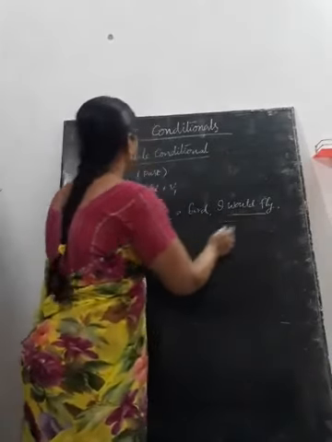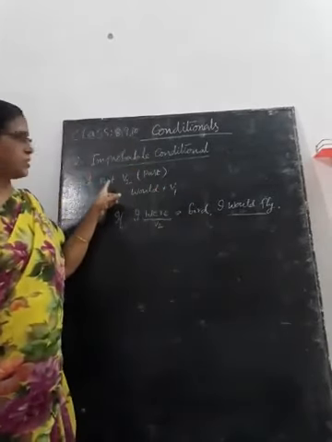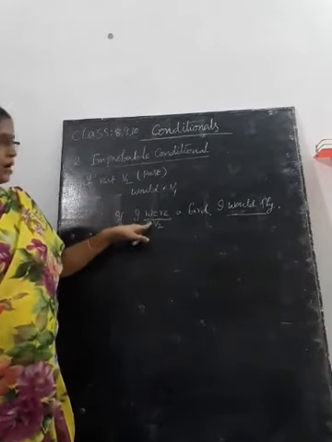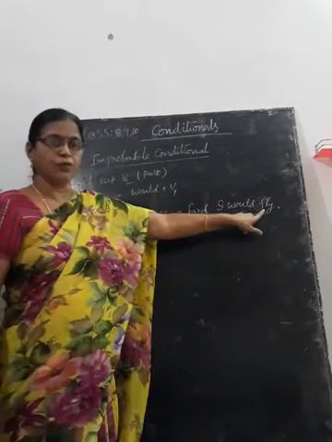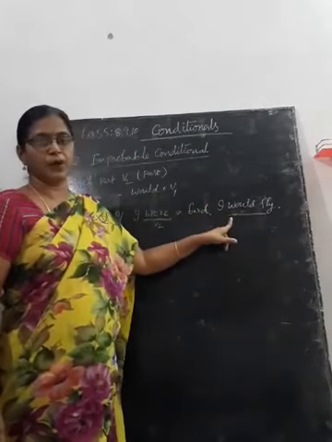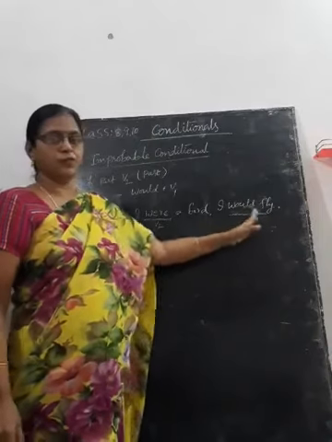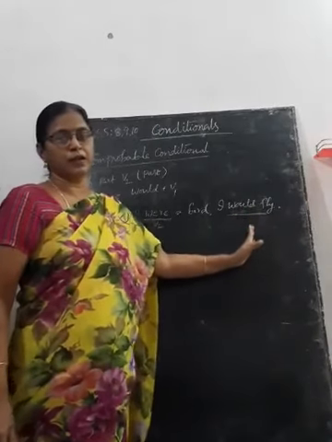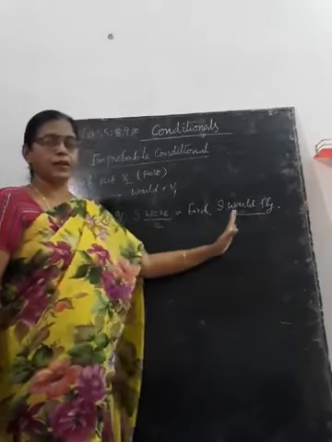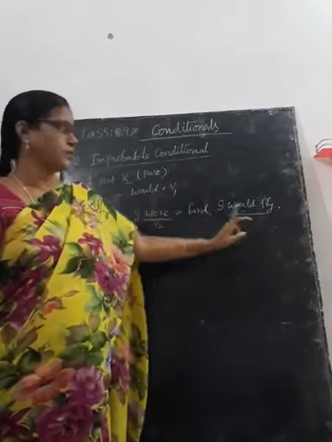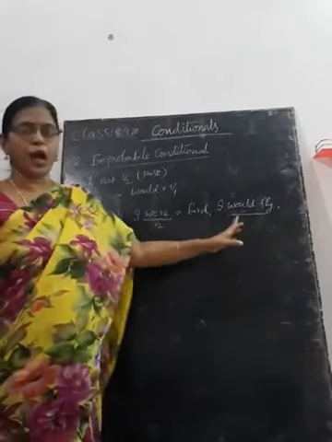Here, would plus V1, according to the structure I have given you previously. The if part contains V2 and the main part contains would plus V1. Would can be replaced depending upon the context. We can use should, could, might, etc. Would plus V1, could plus V1, should plus V1, might plus V1. So, if I were a bird, I would fly.